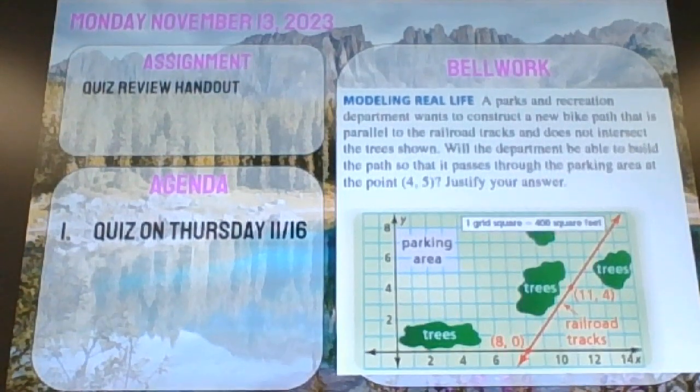Particular lines that you could be looking at. So, you should be identifying its slope. You should be, for parallel, using the same slope. You should be using point slope form: y minus y1 equals m times x minus x1.